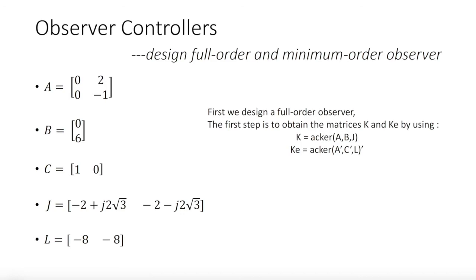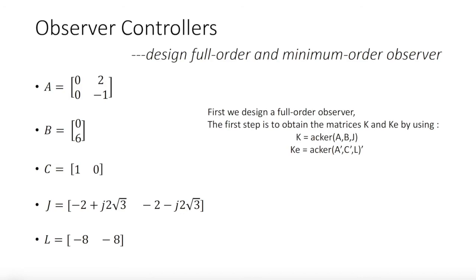For another example, again finding the K and KE for the controller and for the observer dynamics, we are going to have their closed loop poles. These two equations are defined by J and L, and the main system is x dot equals A times x plus Bu, and y equals Cx, where the A, B, and C are defined here.